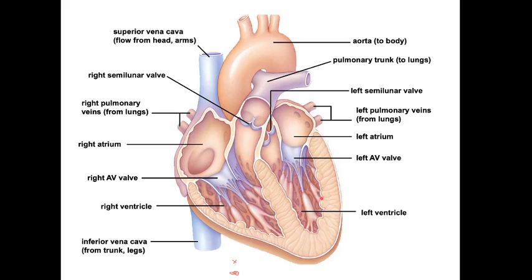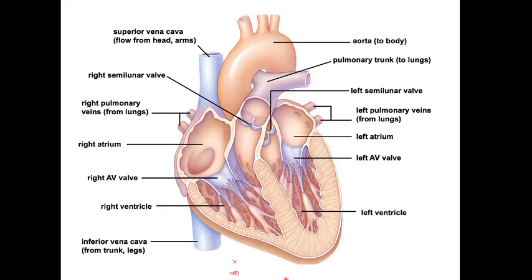A similar thing is happening on this side. When this left ventricle contracts, this left AV valve is going to slam shut and prevent backflow, and the blood is going to be forced instead through this left semilunar valve, otherwise known as an aortic semilunar valve, up into the aorta. Here's the aorta for distribution to the head and the arms, and then heading all the way down for the guts and the legs.